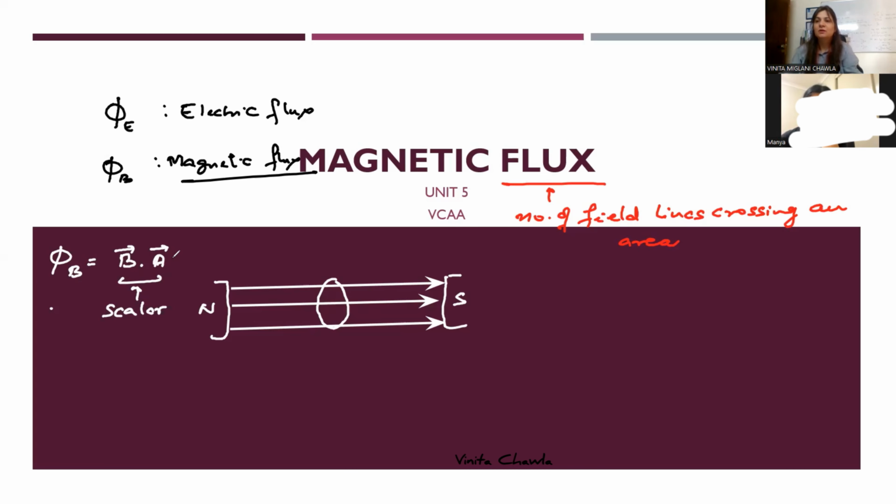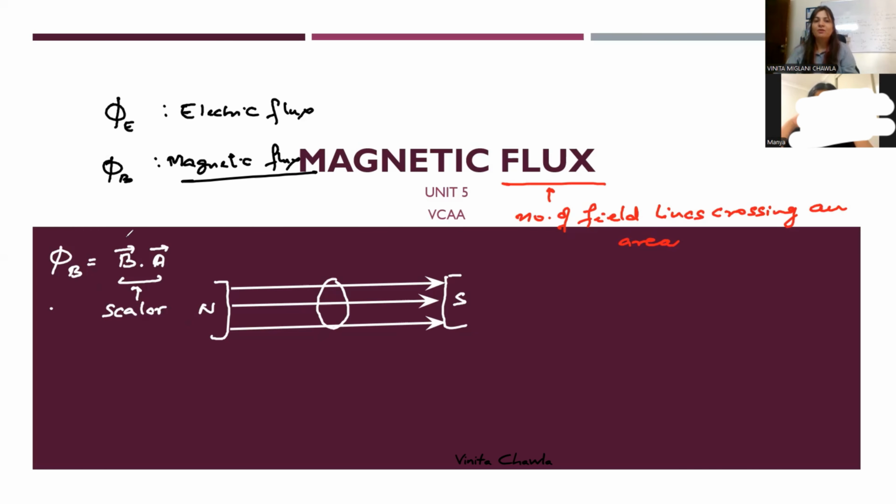Scalar product means, in vectors, we have two types of product. One is dot or scalar product, and the other is cross or vector product. So when we take the cross product, we get a vector quantity. And if we take the dot product, then we get a scalar quantity.